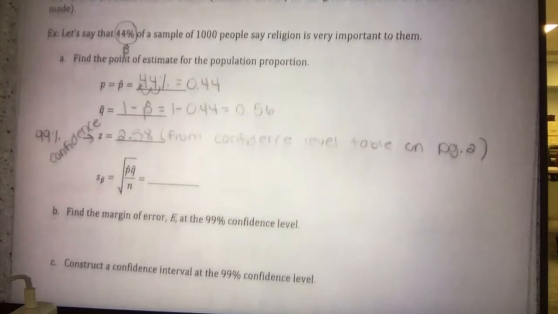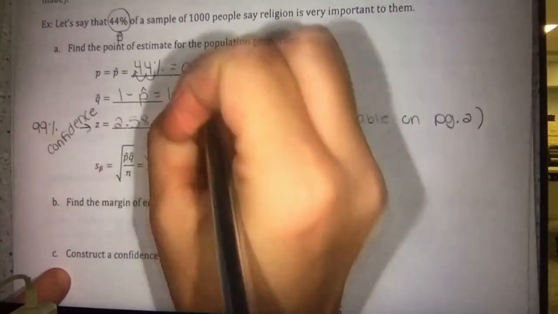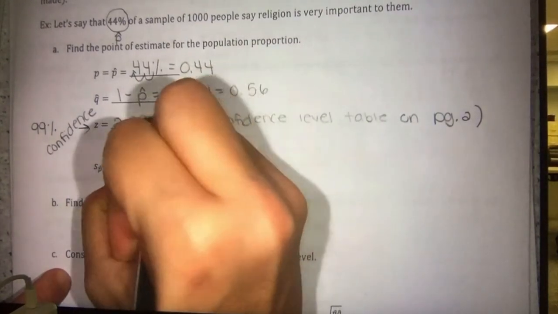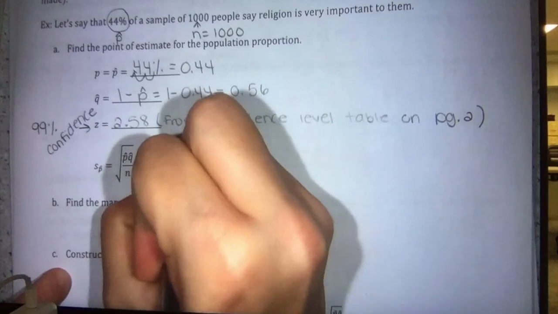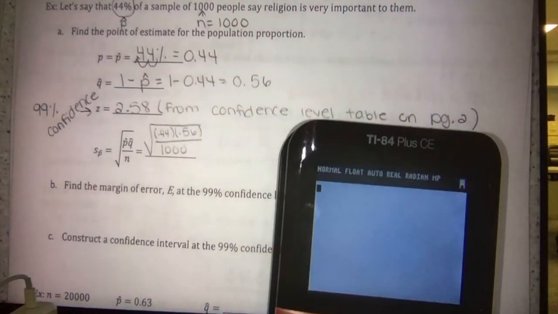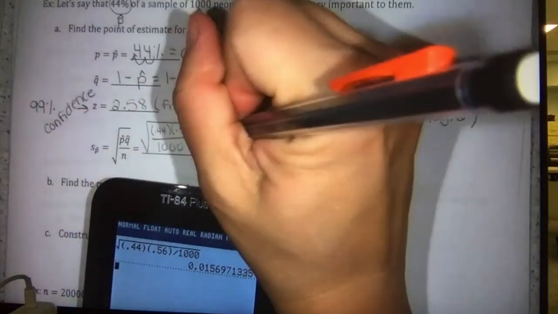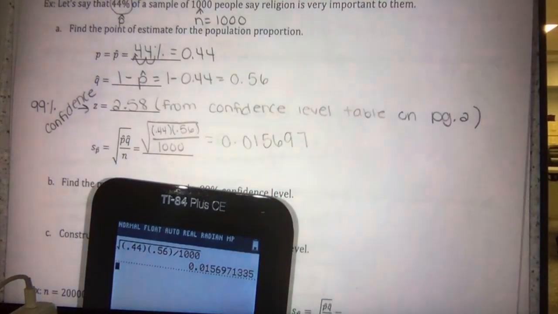So we can use this to find our sampling standard deviation, the square root of p hat times q hat all over n. So the square root, p hat is 0.44, q hat is 0.56, all over n, which is 1,000. Plugging this straight into our calculator, the square root of 0.44 times 0.56 divided by 1,000. Boom, 0.015697. Again, I want to write out enough decimals so that rounding won't mess me up.